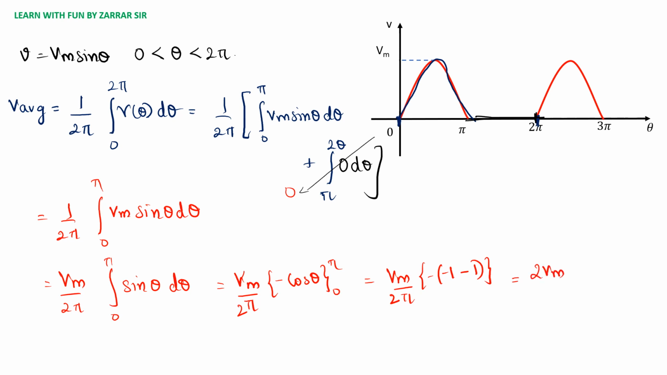So 2 Vm upon 2 pi, the 2 will get cancelled, giving Vm by pi. The previous value, 2 Vm by pi, was 0.637, and if we divide 0.637 by 2 it turns out to be 0.318. So 0.318 Vm. This is the third problem that we have calculated, and next will be the last problem for today's session.